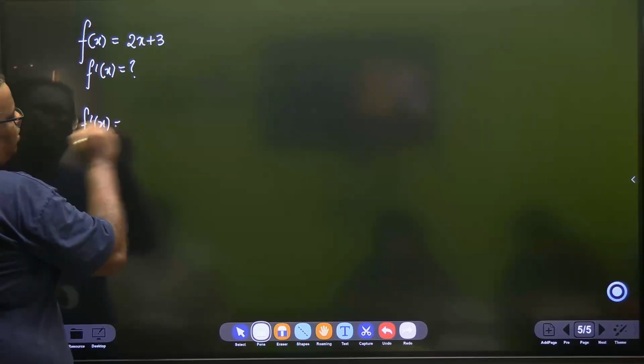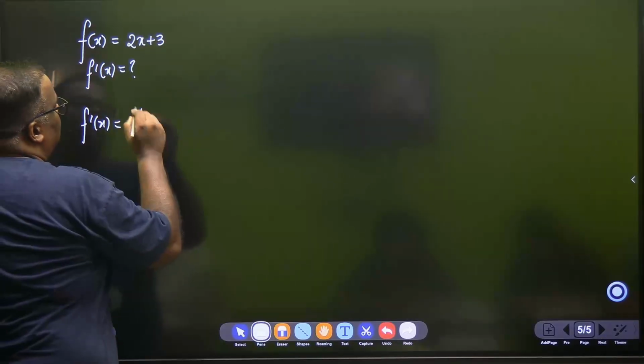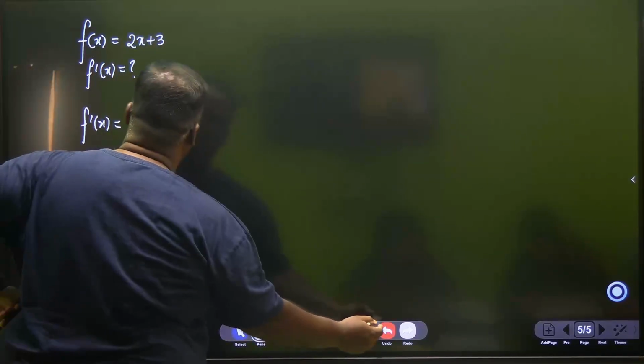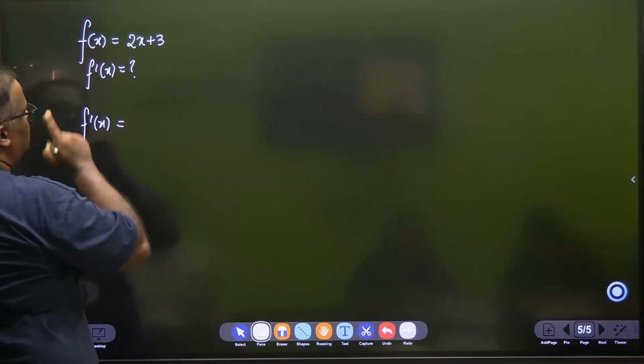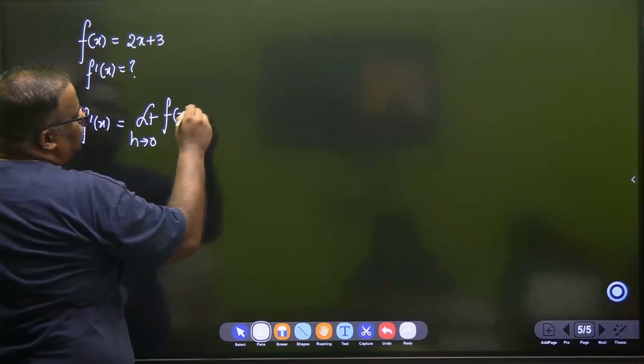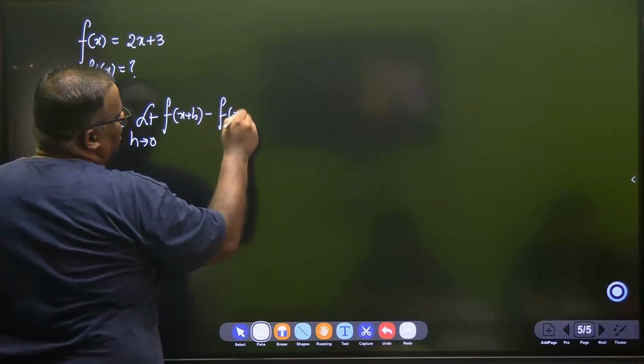So let us write. f dash x is given by what? Since y is not mentioned here, we are not mentioning y. We say f dash x is given by the formula limit h tends to 0, f of x plus h minus f of x divided by h. Do you agree or not?